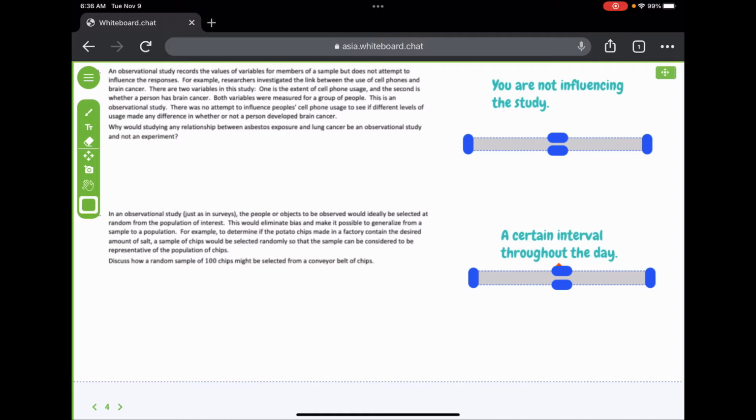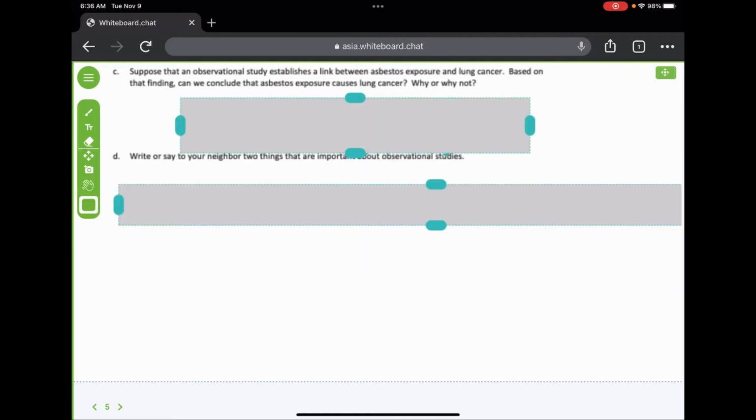Because what happens if somebody that worked that morning shift has salted more, they put more salt in there, okay? And then the evening ones, they didn't. So you need to get a good sample between the whole day. Okay? Suppose that an observational study establishes a link between asbestos exposure and lung cancer.